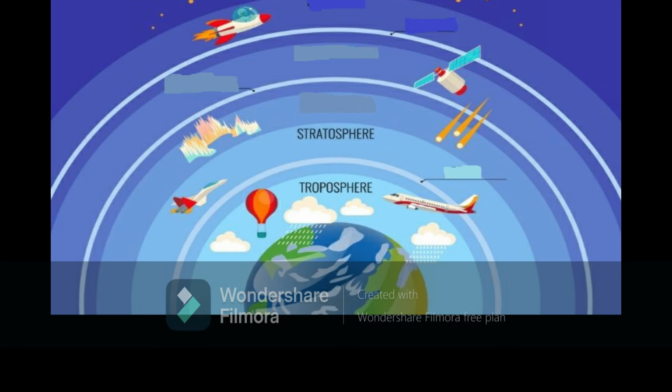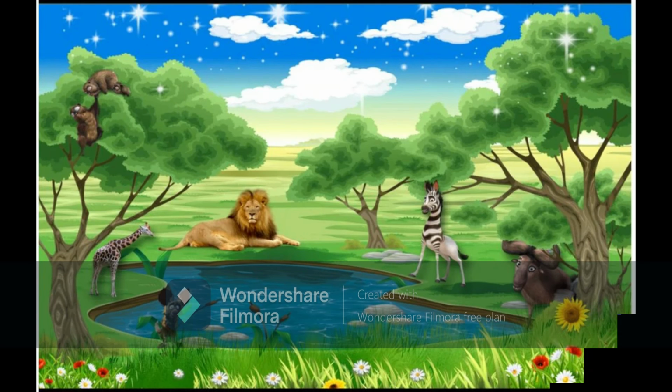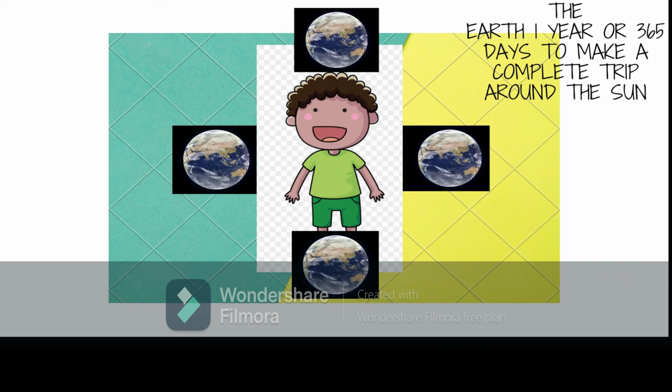The atmosphere is divided into two layers: the troposphere, which is the closest to the Earth, and the stratosphere, which is where the ozone layer is located and is the layer furthest from the Earth. The combination of these three elements is what makes life possible on our planet.